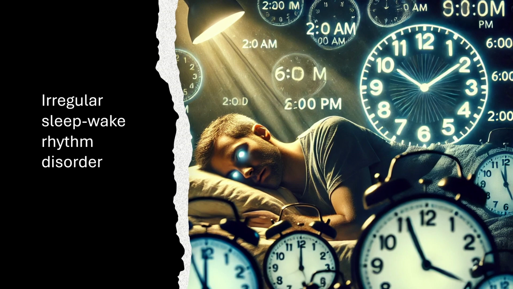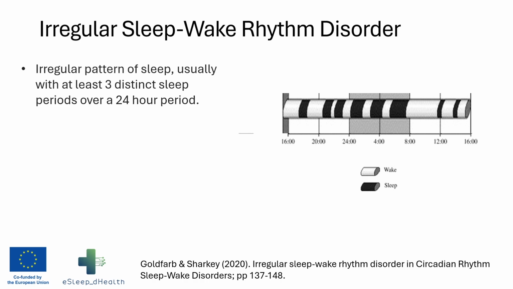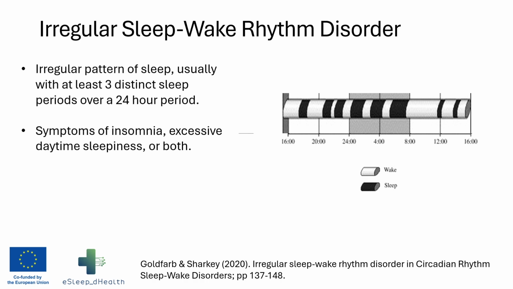Next, we have irregular sleep-wake rhythm disorder. This disorder is characterized by an irregular pattern of sleep, usually with at least three distinct sleep periods occurring during a 24-hour period. Typically patients or their caregivers or loved ones will tell us that the patient has symptoms of insomnia, excessive daytime sleepiness, or both, and symptoms must last at least 3 months. Symptoms are not explained by any other condition.